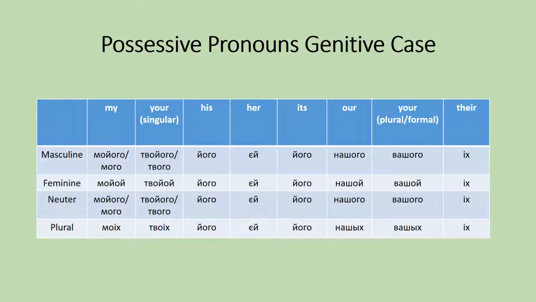Our is nashach. Your plural or your formal is vashach. There is ich. Notice that for his, her, its, and their, the possessive pronoun does not change in the genitive case. This concludes Lesson 6 Supplemental.